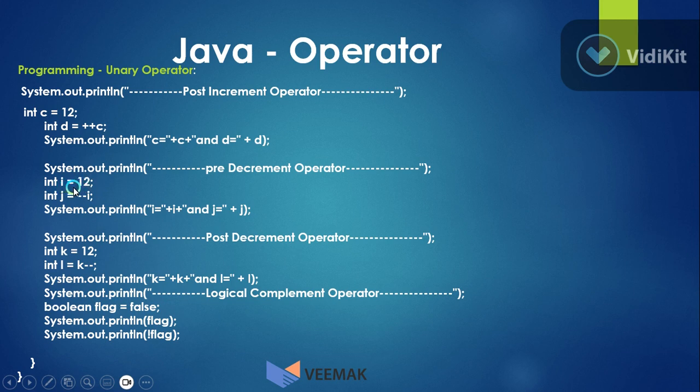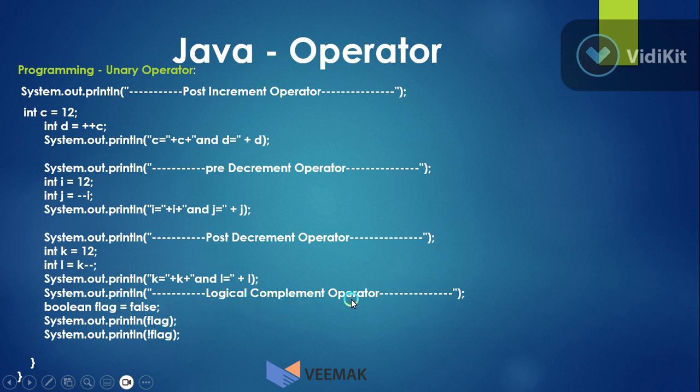Then J equal to 12, post-decrement. I equal to 12, this value is decreased, then the value is assigned to J. The I value is assigned to J. Here, post-decrement, K is equal to 12. The K value is assigned to L, then the K value is decreased.